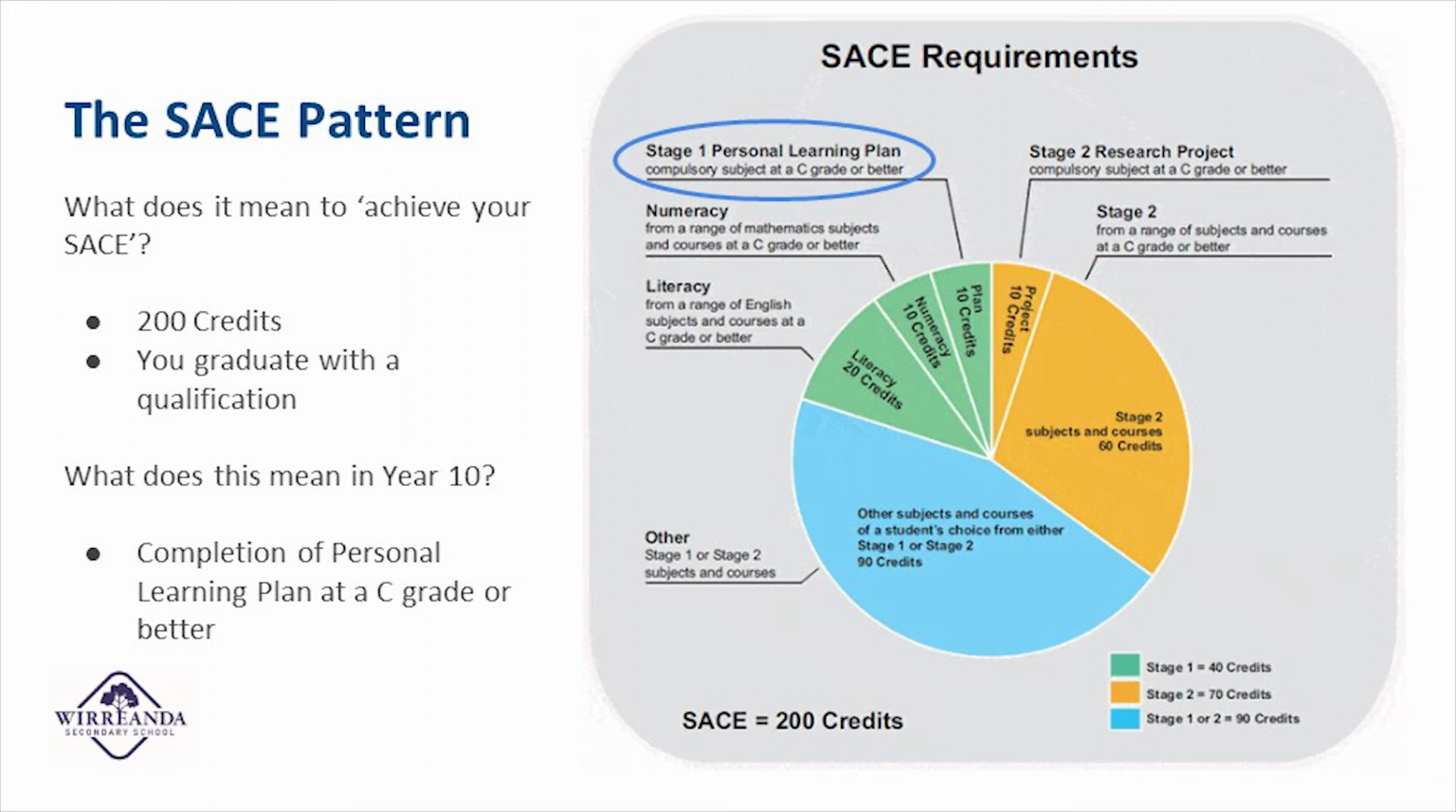So for students to achieve their SACE, it's made up of these things called credits. 200 credits will get a student their SACE, or their Certificate of Education. What it means for a Year 10 student, essentially, is basically one course. So it's one semester of the personal learning plan, and students will need to achieve at a C grade or better, which is maybe a little bit different to what you would have experienced in the middle school. So that's a bit of the shift from middle school to senior school, is those higher expectations.